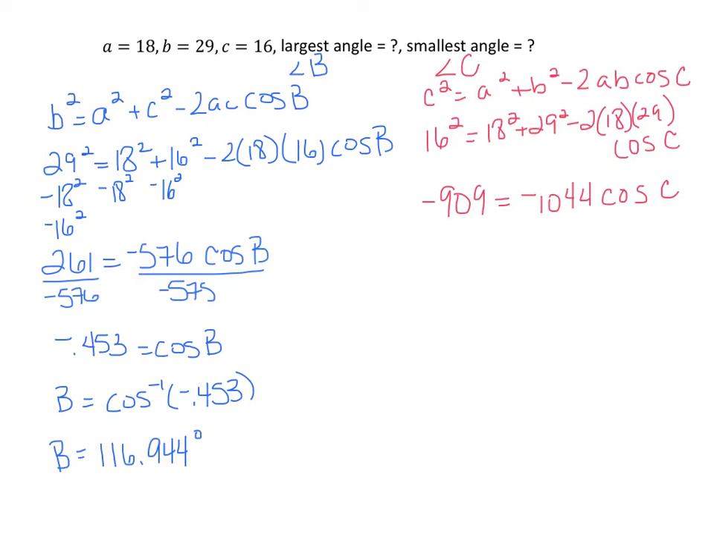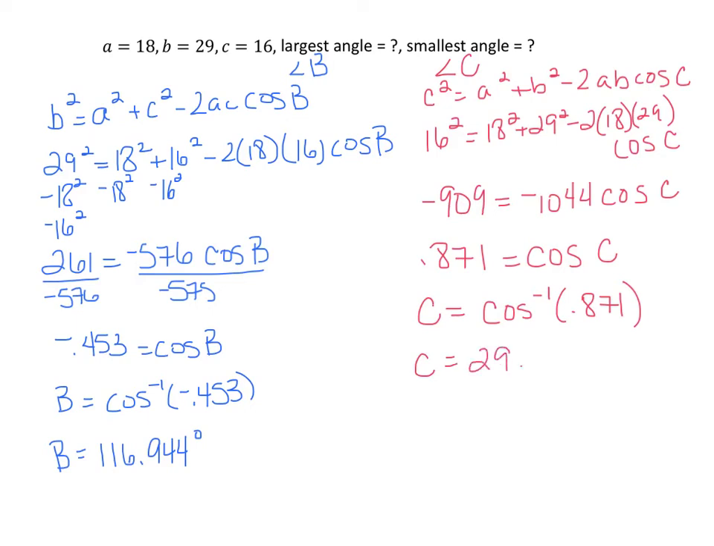That gives me 0.871 is equal to the cosine of c. Now I have to untrig this, so angle C will be equal to the inverse cosine of 0.871, and that gives us an angle C of 29.461 degrees.